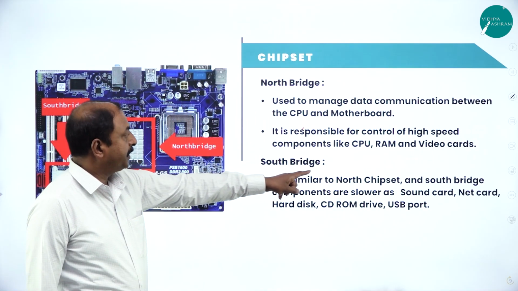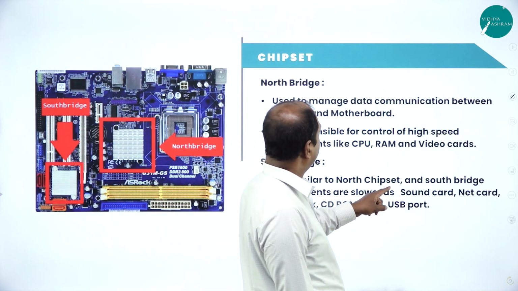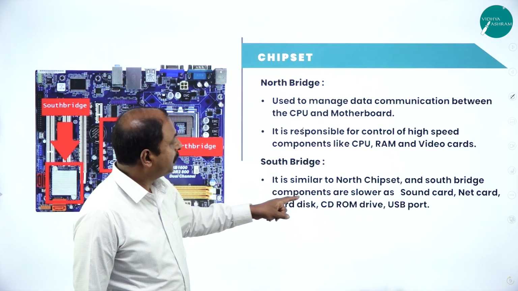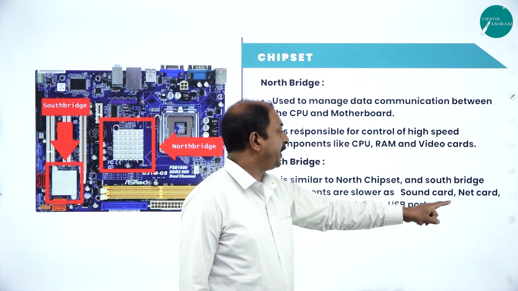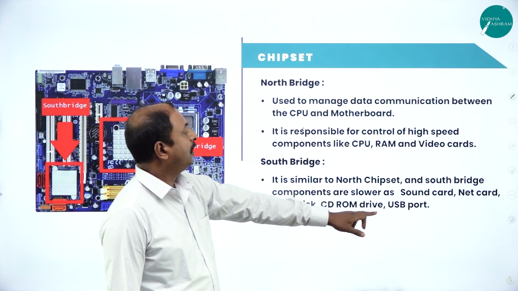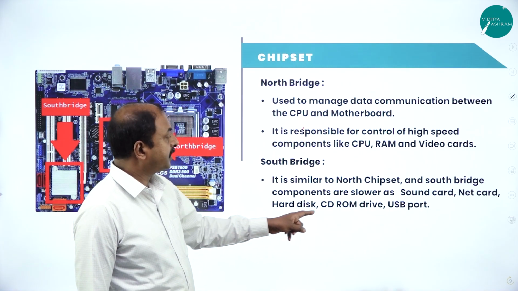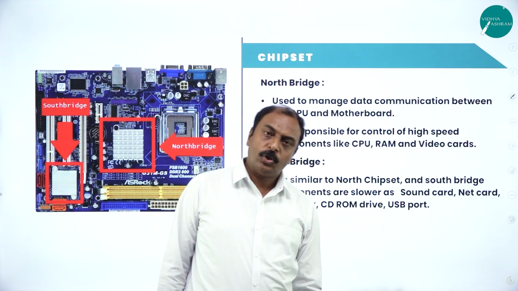Another type of chipset is called the south bridge. It is similar to the north bridge, but south bridge components are slower compared to north bridge components. The south bridge is connected with sound cards, network card, hard disk, CD-ROM drive, and USB port.